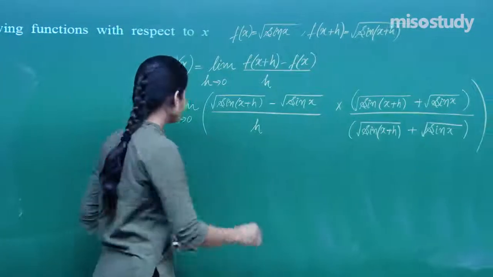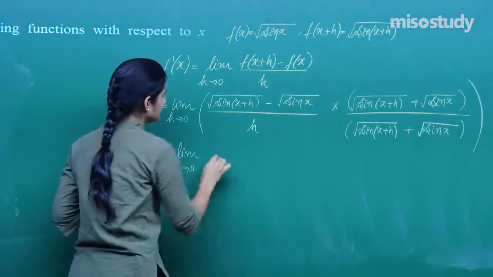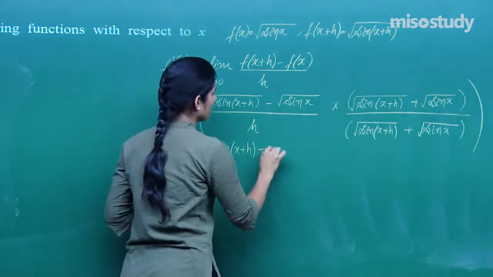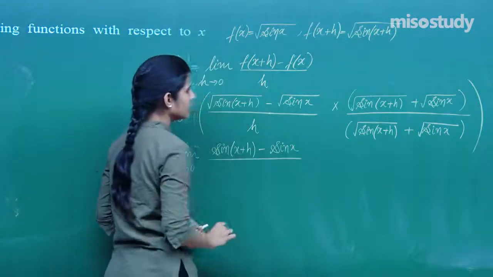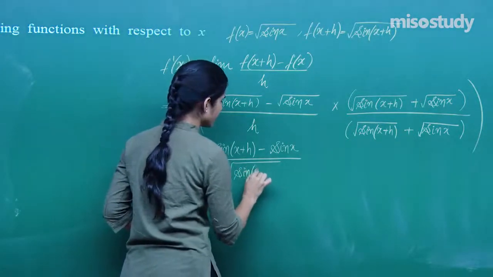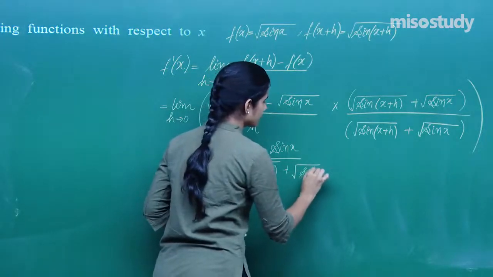A plus b into a minus b is a square minus b square. Fine, whole upon h into root over sine of x plus h plus root sine x.